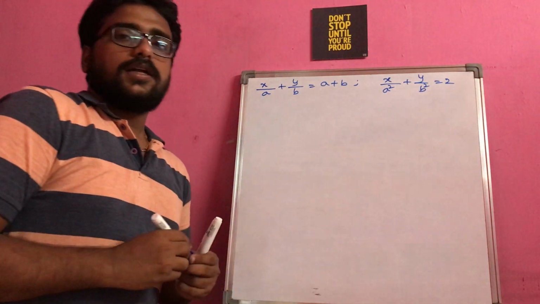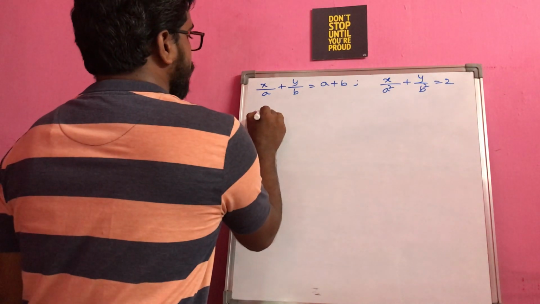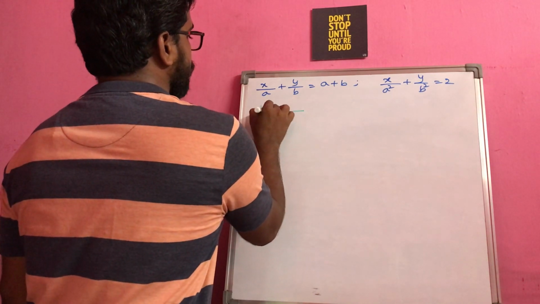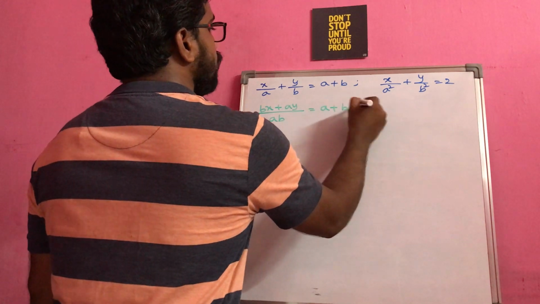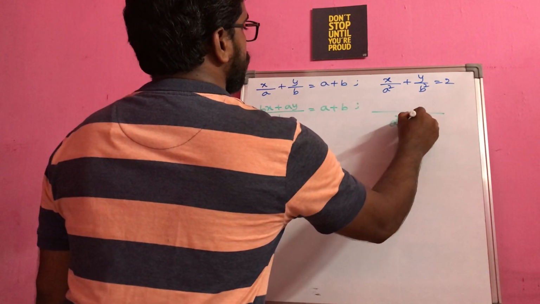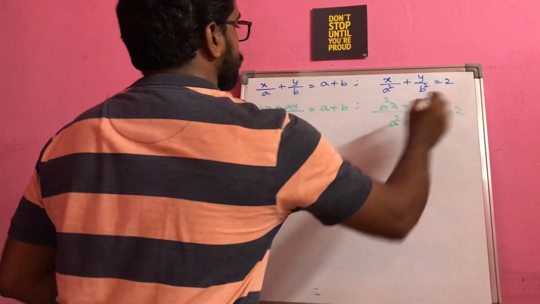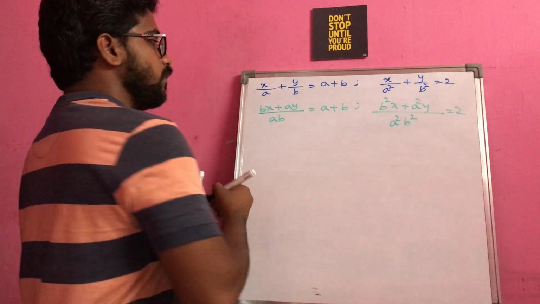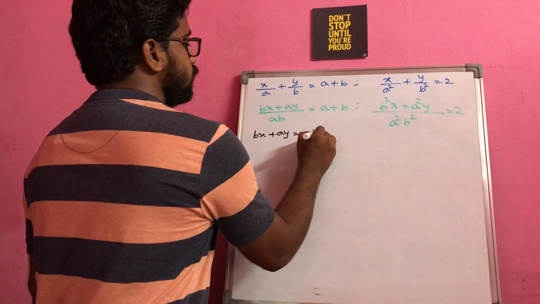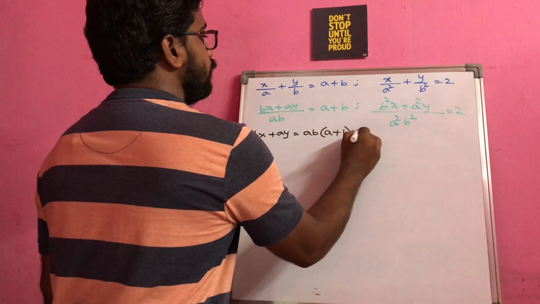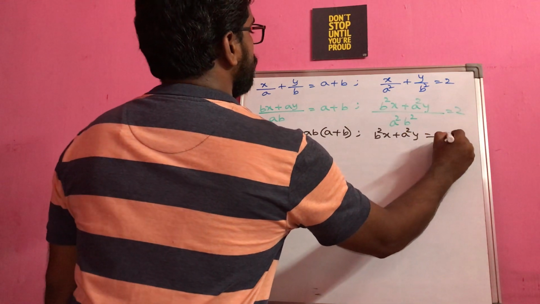Okay. Now see here, first of all this is not in the standard form. So I would like to take LCM with ab, then it will become bx plus ay is equal to a plus b, and b square x plus a square y is equal to 2 over a square b square. Just rearrange the terms. By taking LCM, you will be sending this ab to the other side, so ab into a plus b will come, and here b square x plus a square y is equal to 2a square b square.